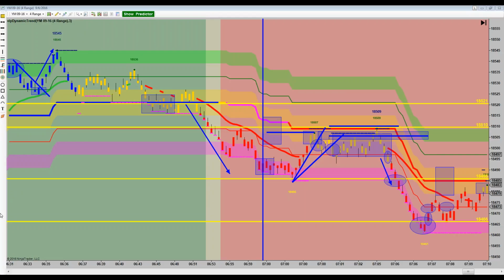Right here we get a little pause. This is 10 minutes after the news. This is our retrace. We've already stopped out of our first short.